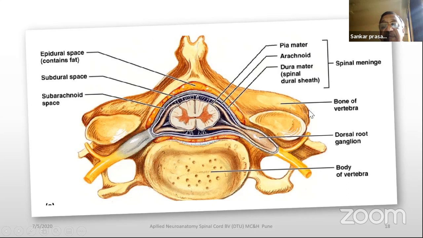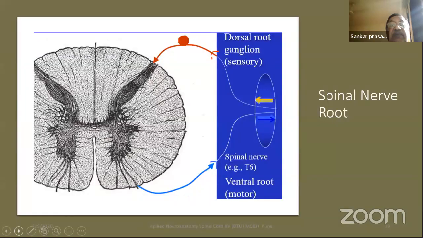The posterior primary rami will supply the paraspinal muscles, and the anterior primary rami join to form the plexus: brachial plexus and lumbosacral plexus. And the spinal cord, you all know, is covered by leptomeninges, that is pia and arachnoid, and over and above that is the spinal dura mater and dural sheath. These are the spinal meninges. And so this is in brief the anatomy that is surrounding the spinal cord.